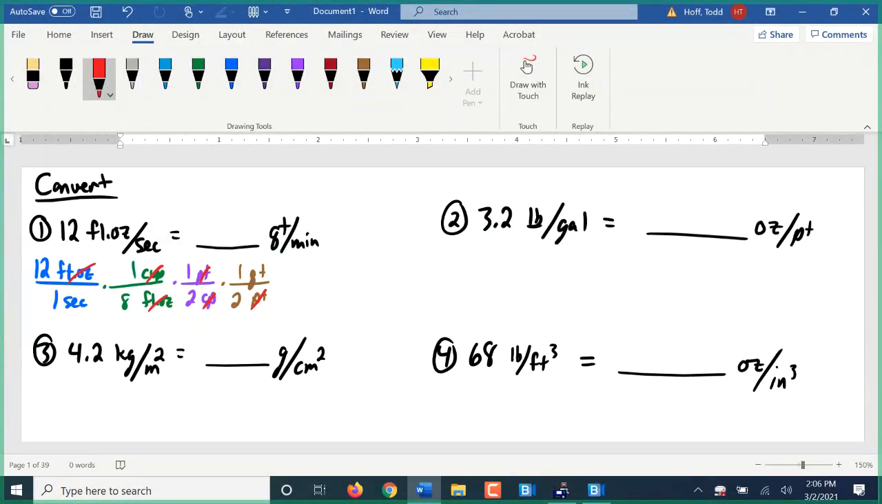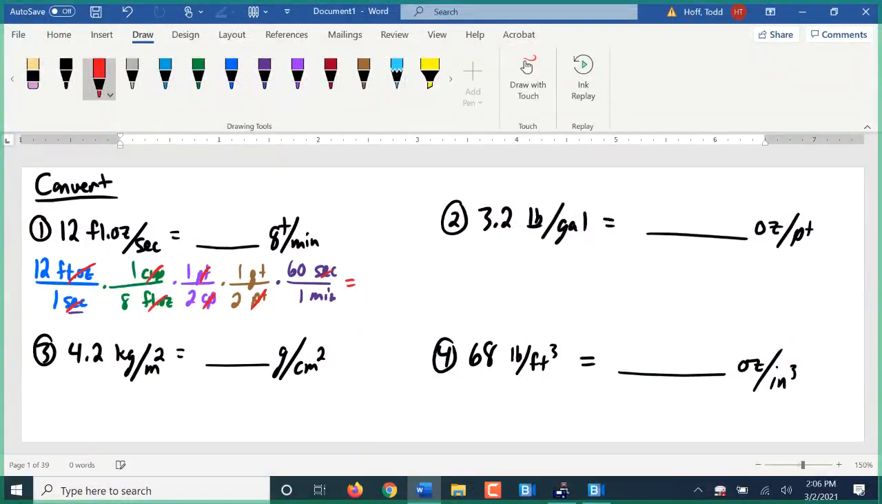So now we're in quarts per second. We have to change the seconds. The seconds are on bottom, so we're going to put them on top to get rid of them. Going into minutes. 1 minute is 60 seconds. So the seconds cancel out.